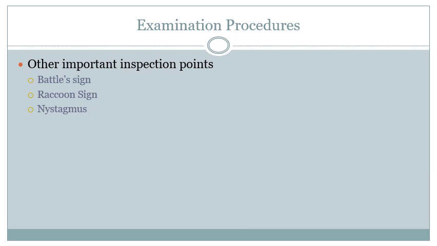Some other important inspection points. Again, these could start to tell you what could possibly be going on with the individual. For instance, if you have a skull fracture, you could have battle sign or raccoon sign. Both of them are basically bruising. In the case of battle sign, you have bruising back along the mastoid process. Raccoon sign is when you look around the eyelids and periorbital region. Nystagmus is any type of involuntary movement of the eyes. Again, that could also indicate injury to the central nervous system.